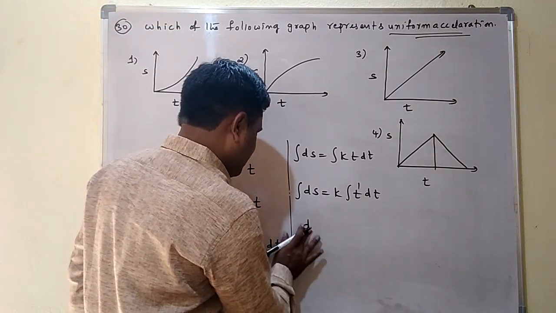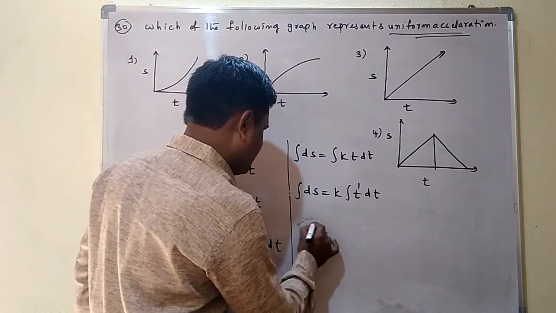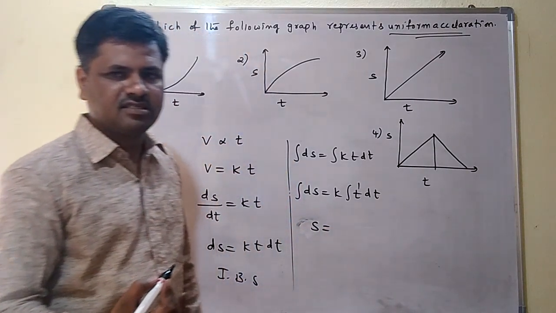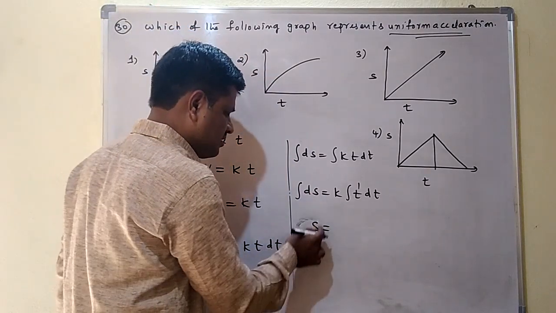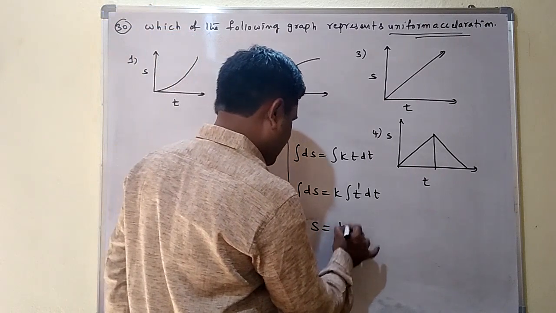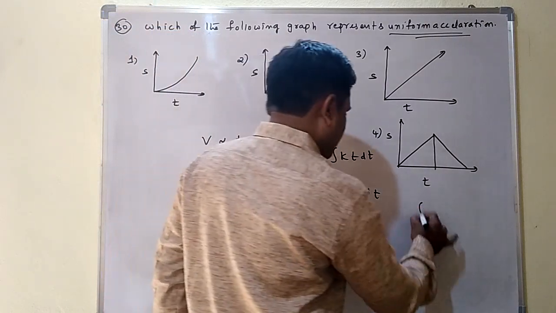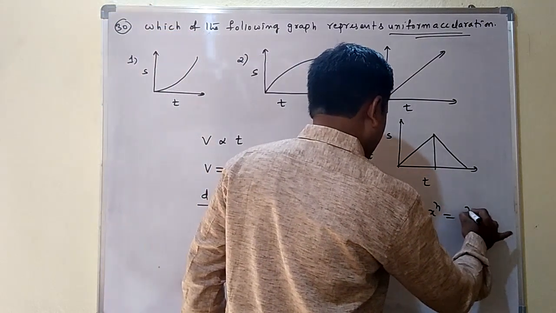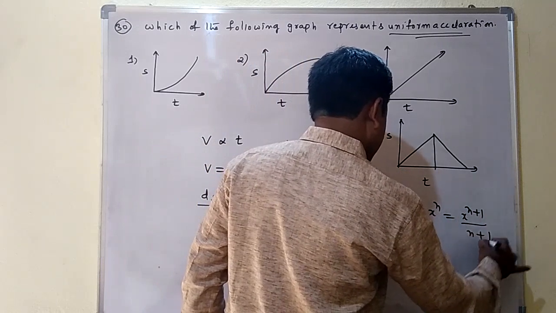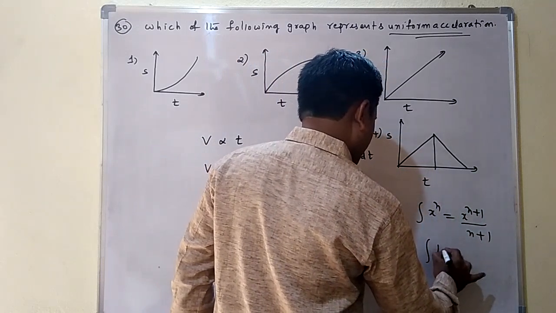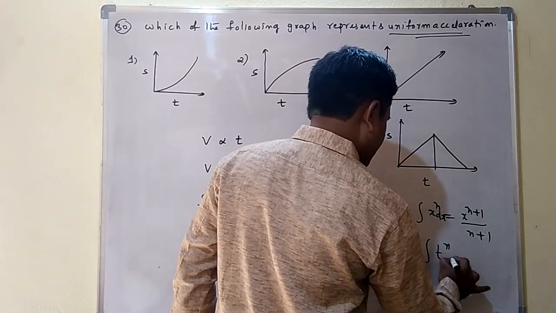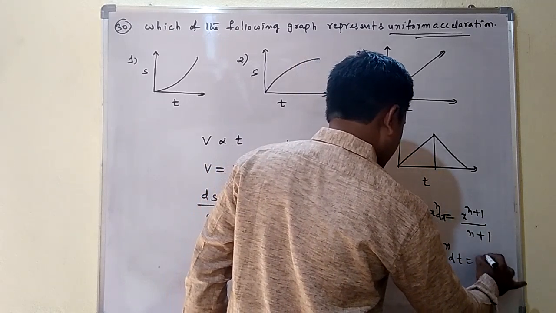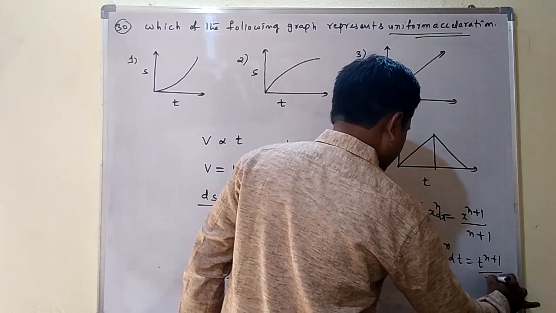So integration of ds is equal to s. Integration of dx is equal to x. Integration of dy is equal to y. Integration of ds is equal to s. Here k into integration of x power of n is equal to x to the power of n plus 1 by n plus 1. Similarly, integration of t power of n dt is equal to t power of n plus 1 by n plus 1.